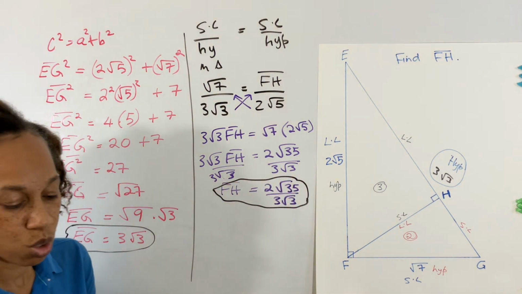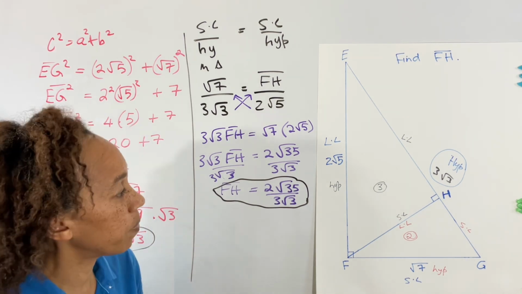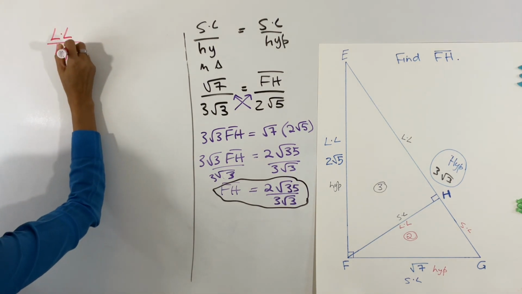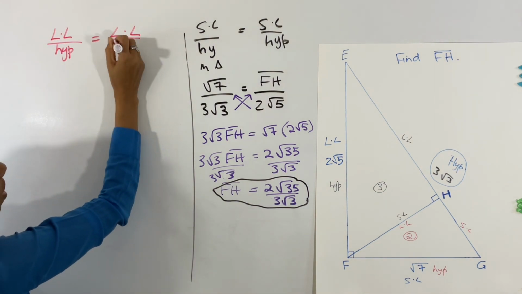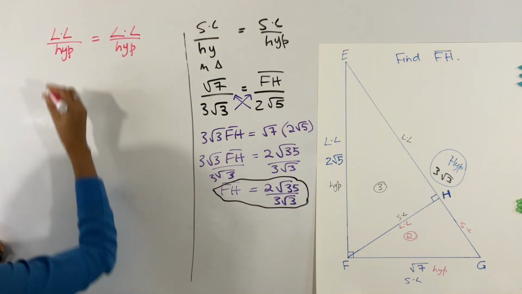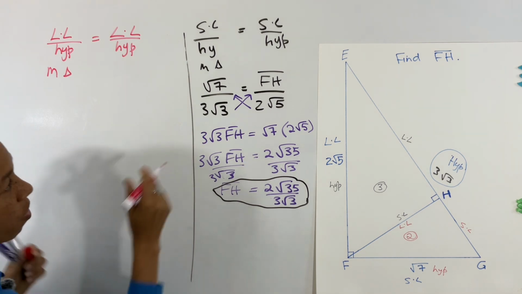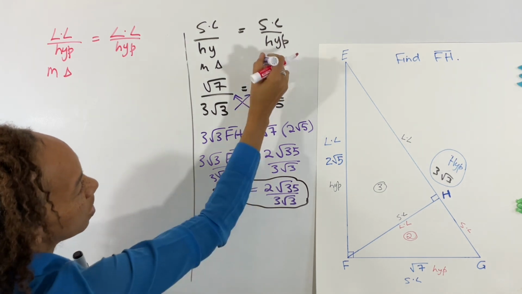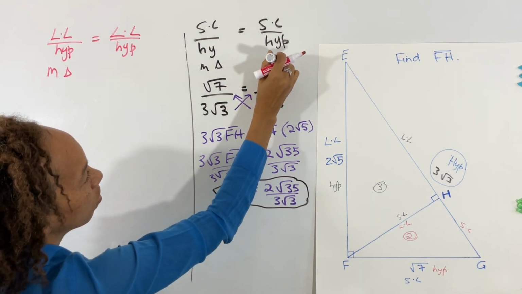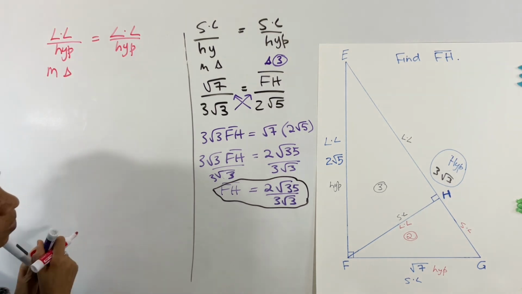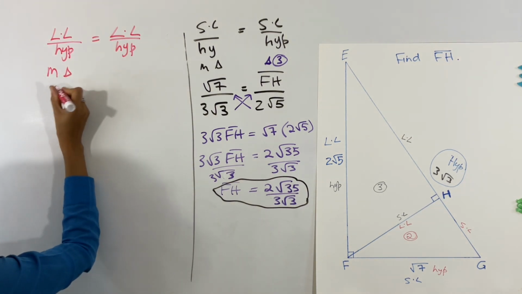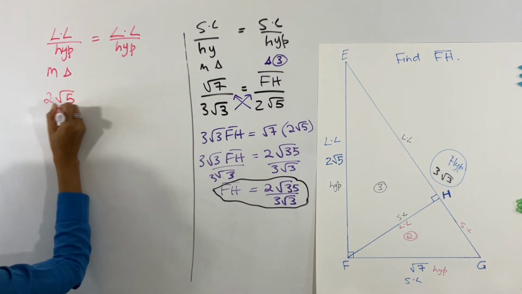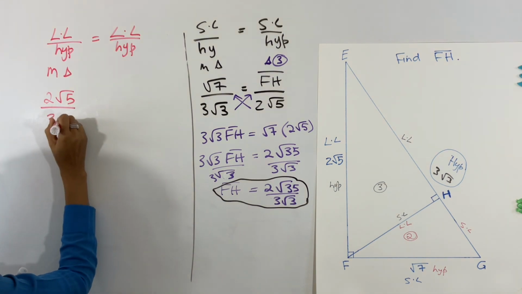If you decide to go with the other ratio, let's test it. For the other ratio of long leg over hypotenuse, set it equal to long leg over hypotenuse. And then using the main triangle, oh, I forgot, I did not note which triangle we were using. That would have been triangle number 3. Okay. So for our main triangle here, we are going to use our long leg, which is 2 radical 5, over our hypotenuse, which is 3 radical 3.